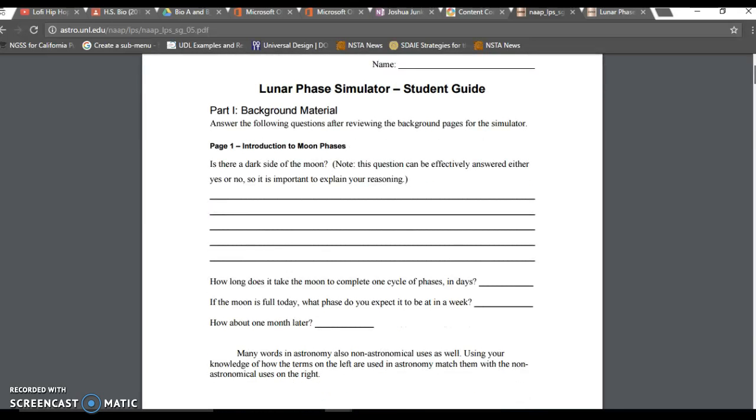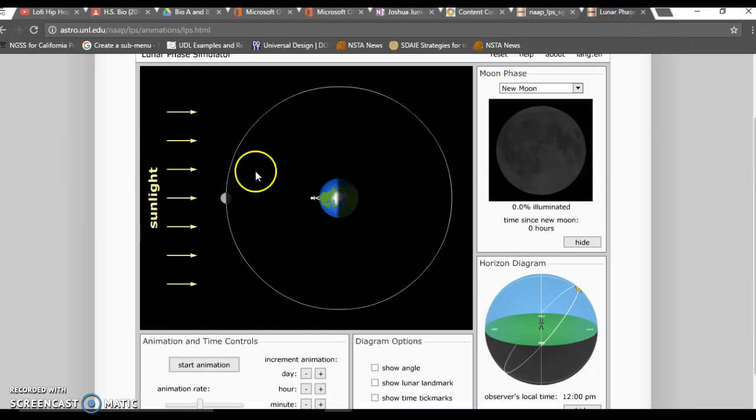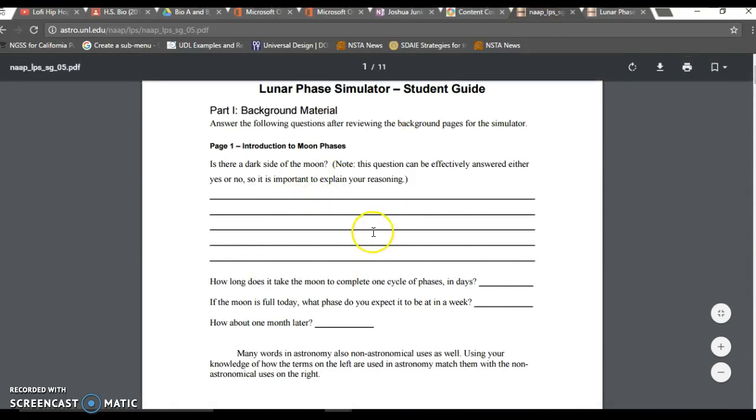Page number 1, question number 1, is there a dark side of the moon? Well, you can play with the simulator. You can move the moon right here. It can be adjusted at all times. And you can decide, is there a side to the moon that never gets light? So play with the simulator and then decide and write it right here.